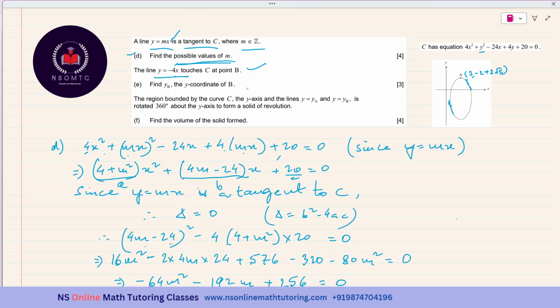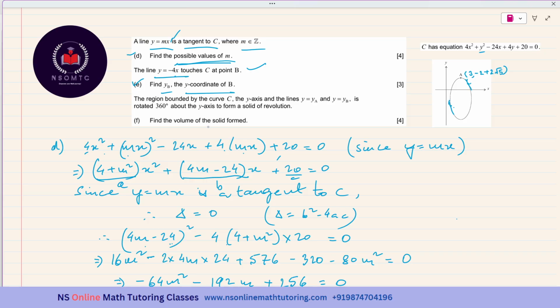So I was thinking about what can be the possible position of the point B, because the part E's question is find YB, the y coordinate of B. If B is over here, the y value will be negative. But if B is over here, the y value will be positive. I'm not getting any information about the sign of the y coordinate of the point B from here, because it can be over here, also it can be over here, below the x-axis or above the x-axis.